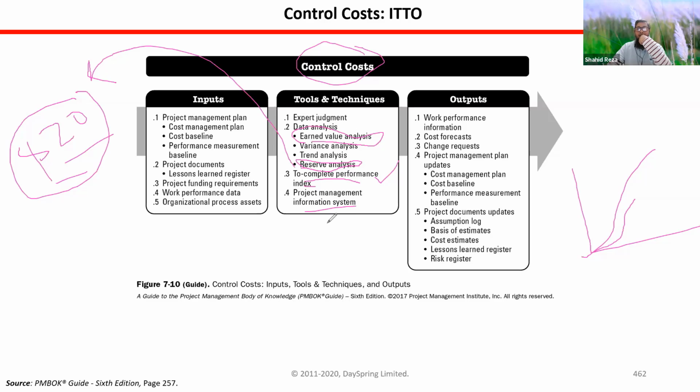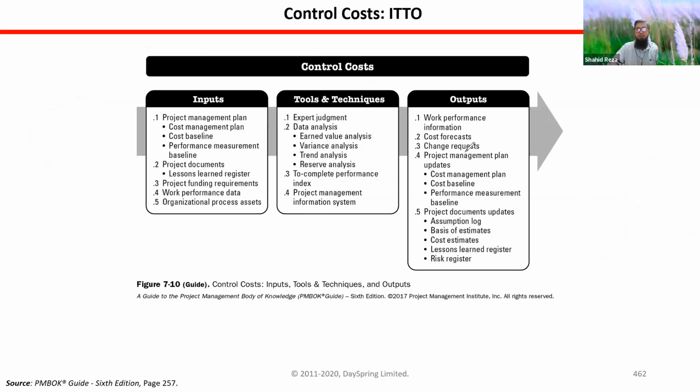If you have any tool, or you can do it manually or using Excel, the project management information system gives us the forecast: how much money we have already spent and how much money we need for the future activities. In earned value analysis you will see there are mathematical formulas. Using those formulas you can easily do the forecasting.